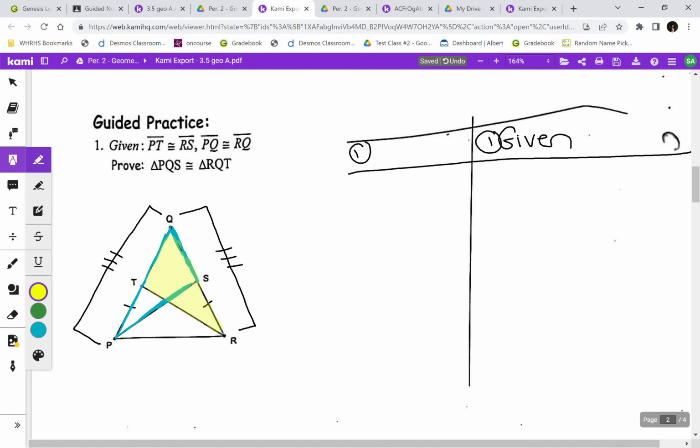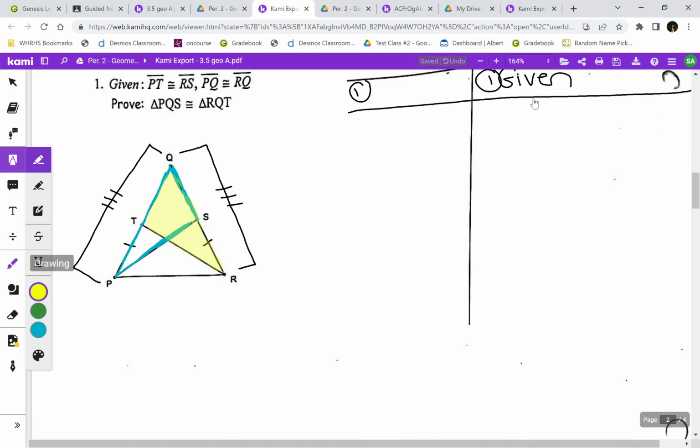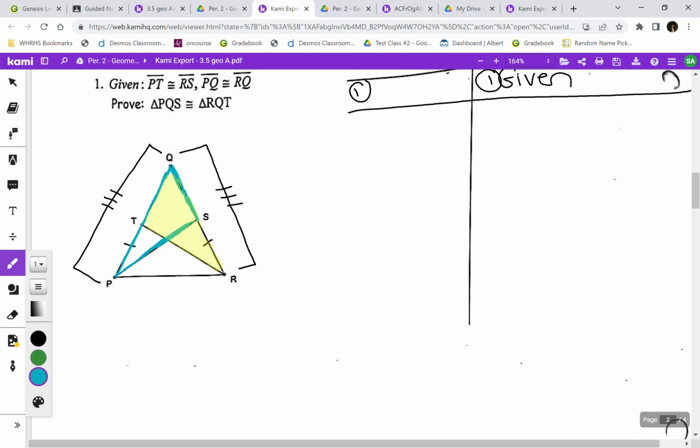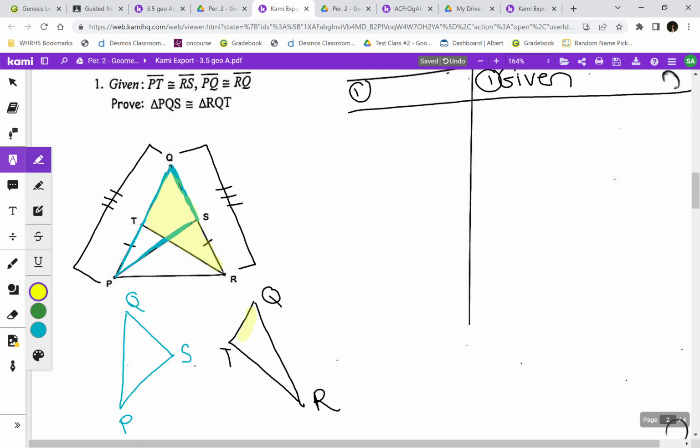So now that I know which triangles I'm going to prove, I've highlighted them. Now I'm going to redraw them so they're not overlapping. You do not have to do this next step. You do not have to redraw them if you don't want to. Sometimes it's visually just easier to see what you have if you redraw them, but it's not a must. Now I'm going to re-go through my given information again and ask myself, is it enough?